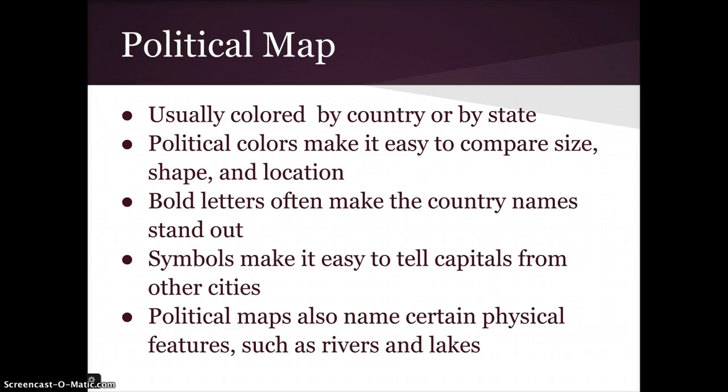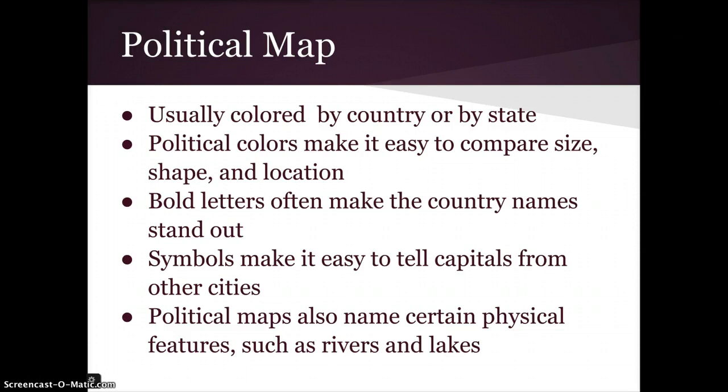is a political map. Okay, political maps are usually colored so that you can see the individual countries or states. So each state or each country would be colored a different color inside the borders of that political region. It makes it easy to compare size, shape, and location. Bold letters often make up the country's name so that they stand out.